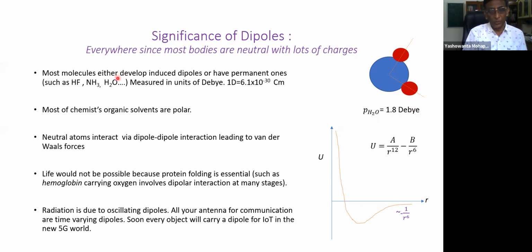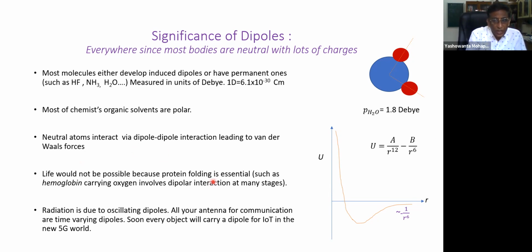All right. So similarly, one can give the configuration and ask what is the dipole moment of any of these and how they're oriented, like NH3. NH3 is a three-dimensional structure. This is almost like a planar structure. Most of the chemists' organic solvents are polar. Then neutral atoms interact via dipole-dipole interaction, leading to van der Waals forces. That is how most of the interactions actually occur.